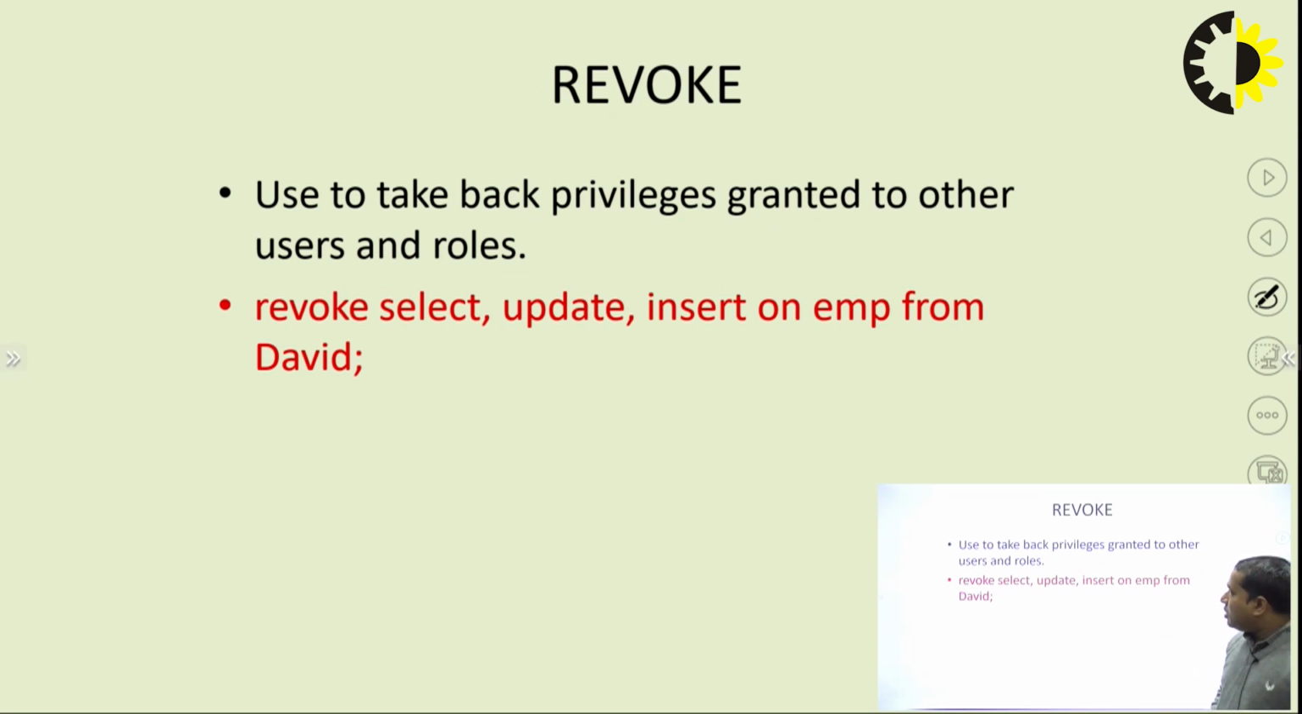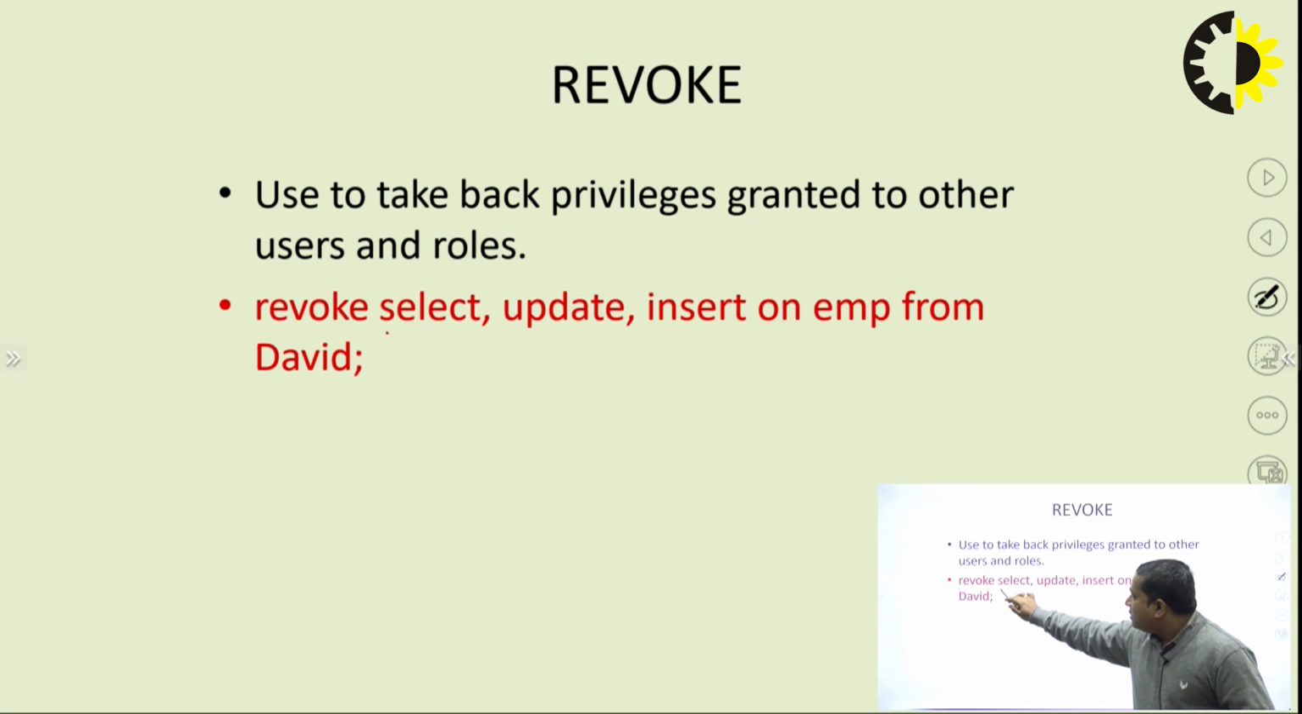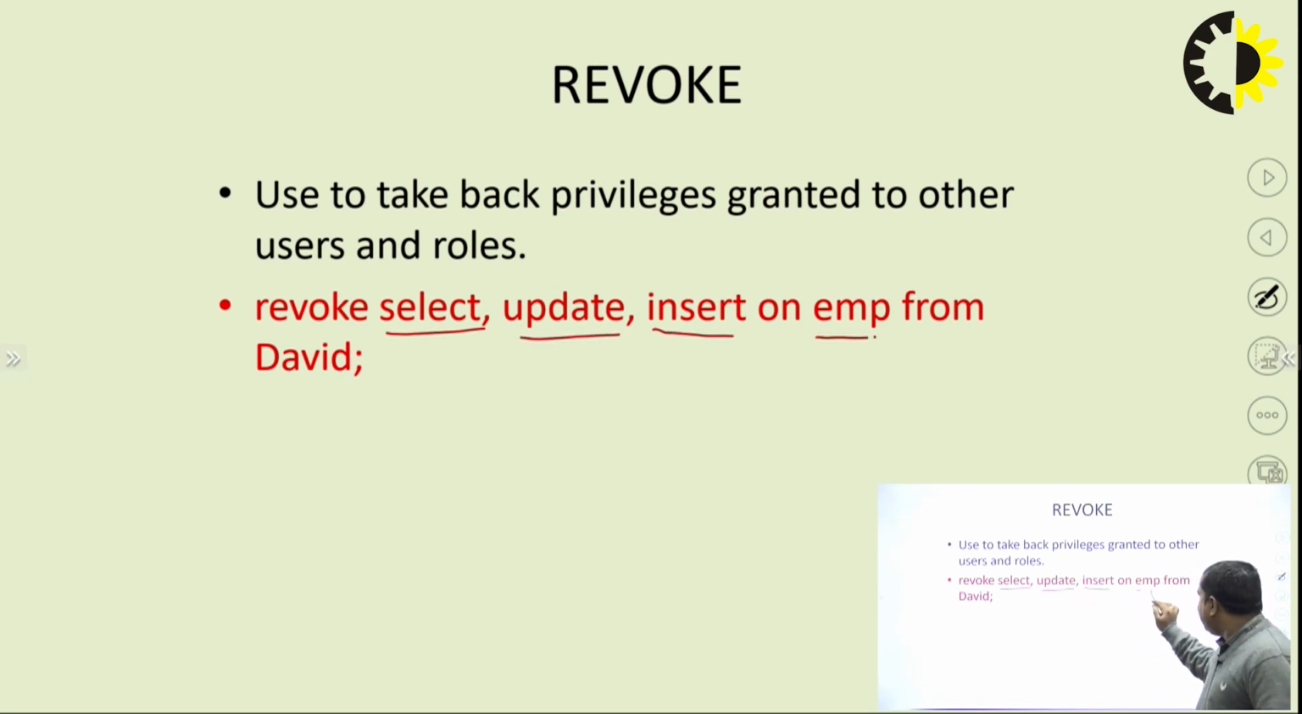Okay, so if the grant is already given and we want to revoke it, then we will write down revoke. Okay, and revoke what? Those commands that we want to revoke. We can be selective on the operations that we want to revoke, or if you want to take back all the given privileges, then we will write down all the commands that we want to take back. So here we will write down revoke select, update, insert on employee from David.